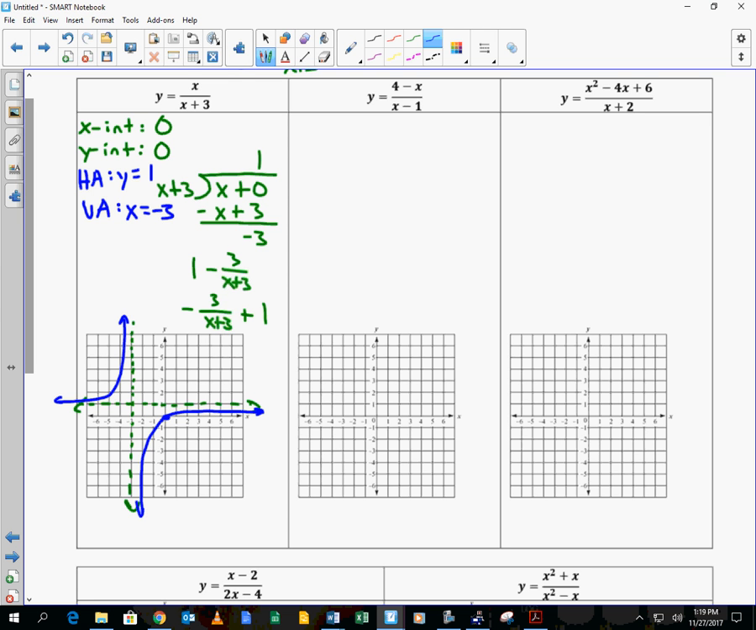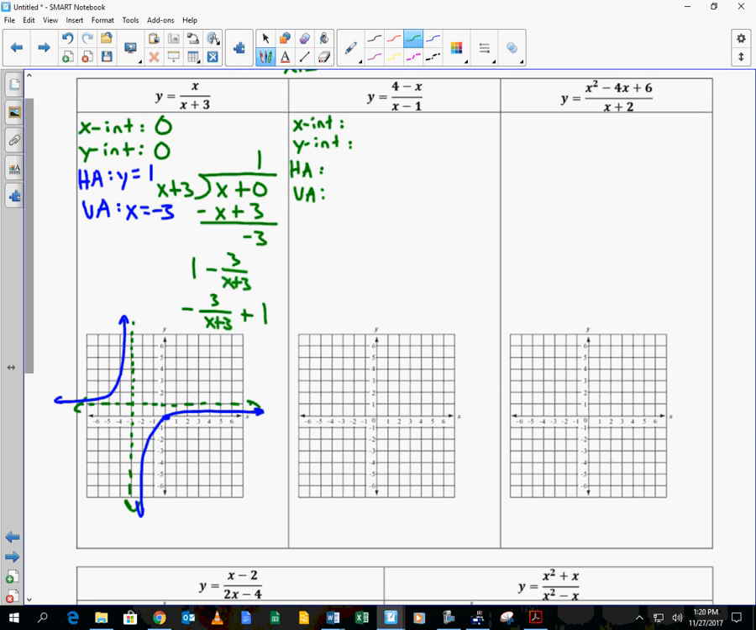What do you think? We okay there? All right, let's try to roll through a couple more before we get to the complicated ones. X-intercept, y-intercept, horizontal asymptote, vertical asymptote. I want to find the y-intercept. What do I plug in?